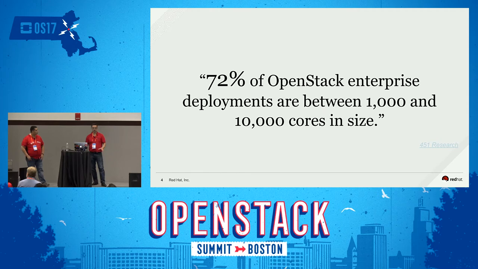All right. So we're going to start, just to frame the conversation up, with the scale that we're talking about. According to 451, almost 3/4 of all OpenStack deployments start with 1,000 cores, and they go up to 10,000 cores. So we're talking about a scale that's big, and we want to be able to plan for that and support that.